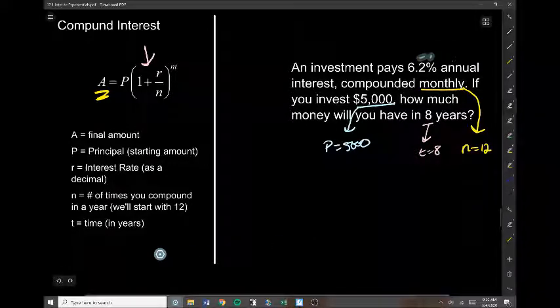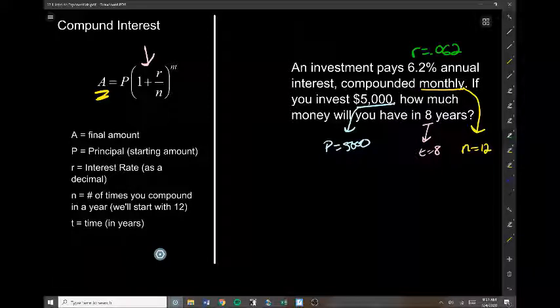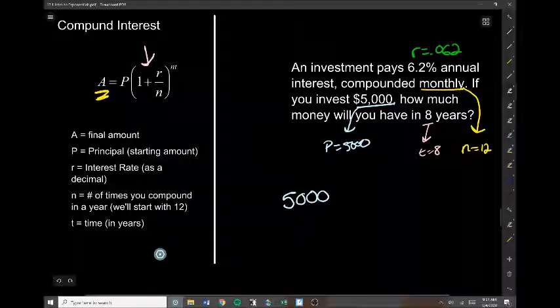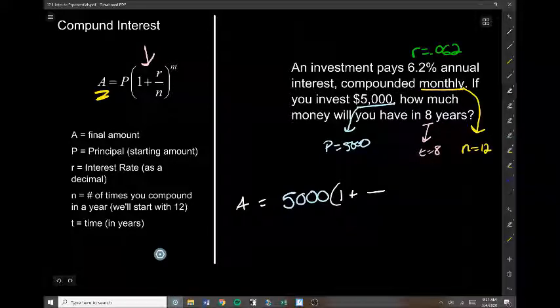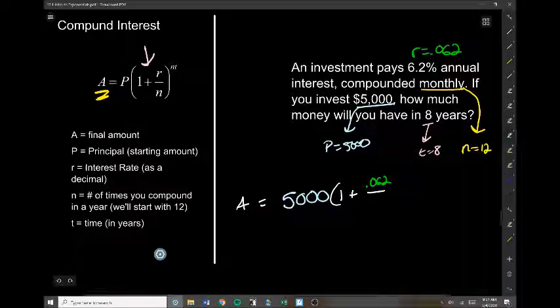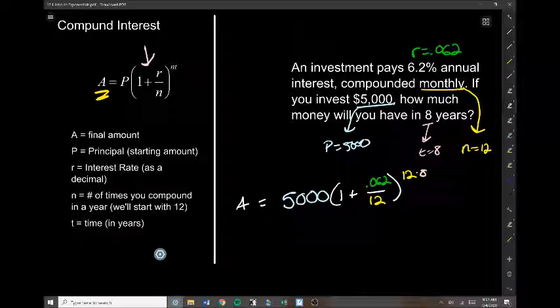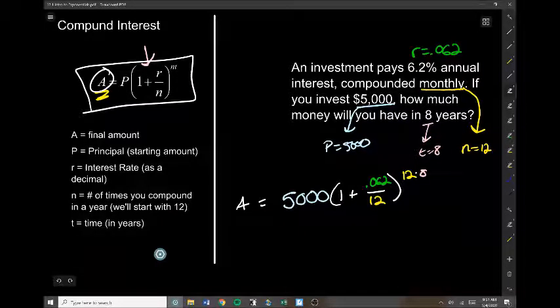Let's put this in green just so that I can be consistent with colors. So the formula is going to be A equals 5,000 times the number 1 plus the fraction 0.062 divided by 12, all to the power of 12 times 8. I plugged everything into this formula. We're trying to calculate A.